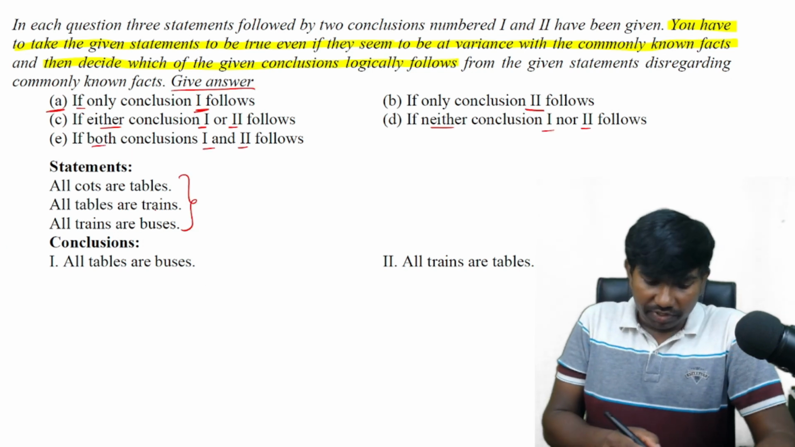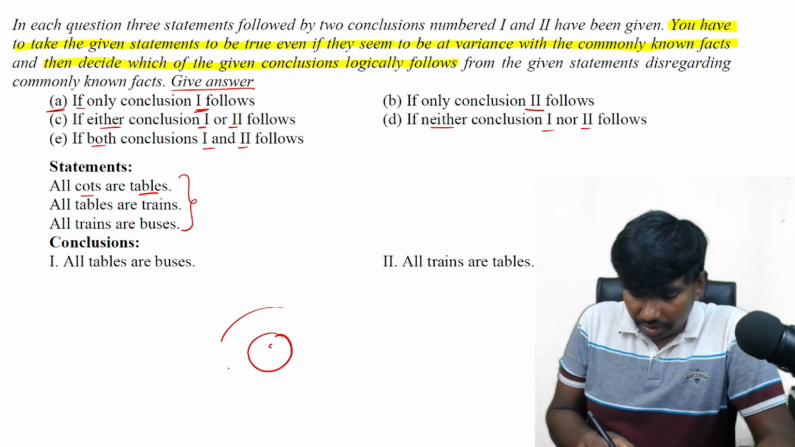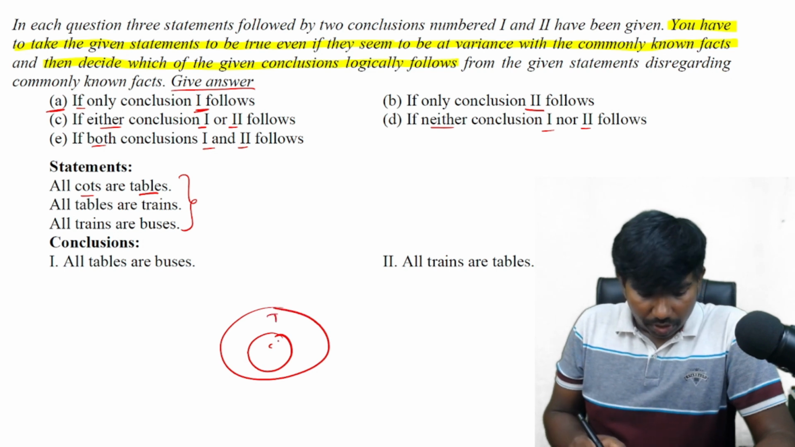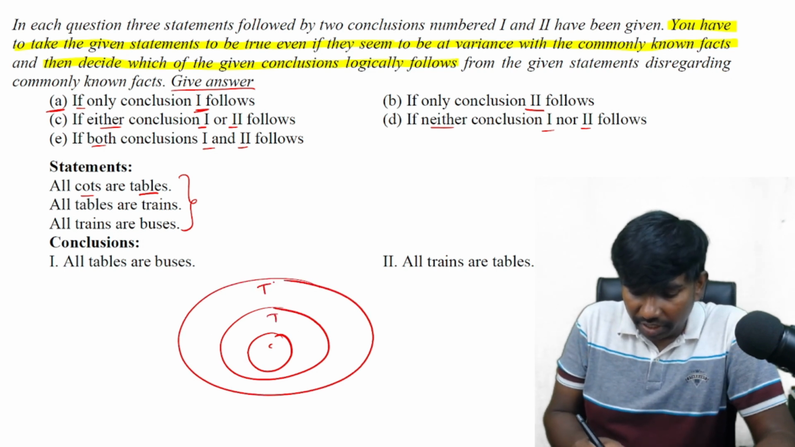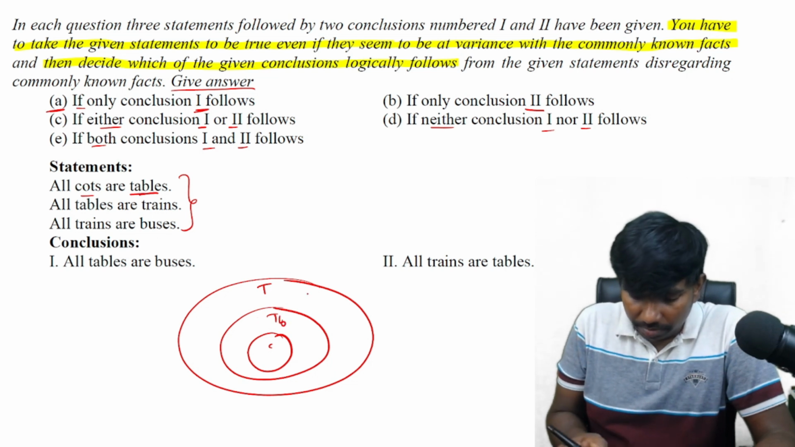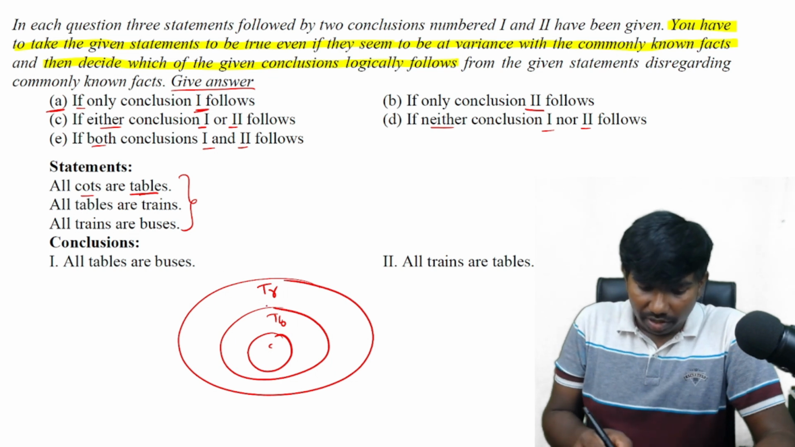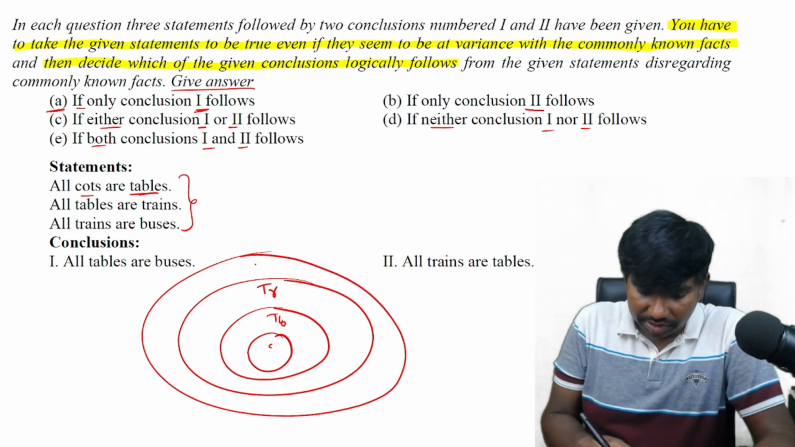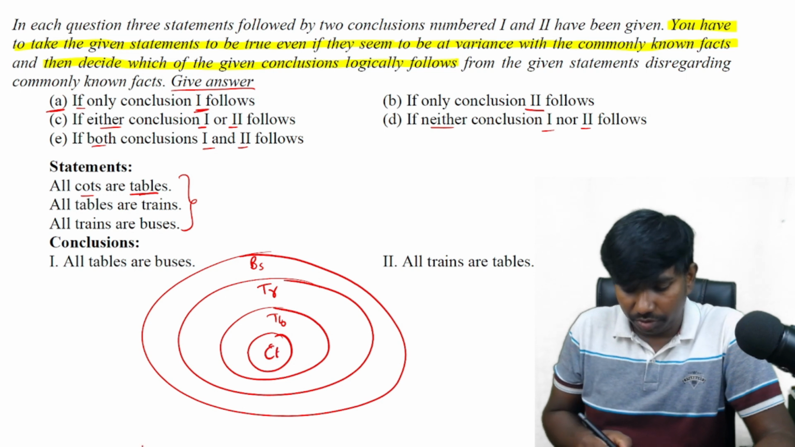Yes. See the first question. All cards are tables. Next, all tables are trains. Here be careful with the notation used. For tables I am using TB and for trains I am using TR. Okay. Next, all trains are buses. For buses I am using BS, and for cards CT.